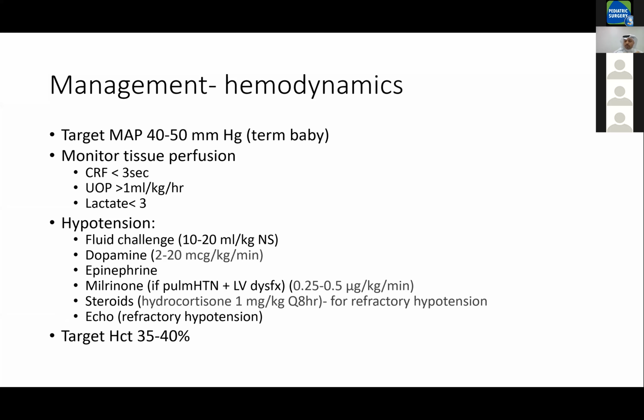Milrinone is a good drug that is used for a patient who has pulmonary hypertension and left ventricular dysfunction. That's a good drug that has inotropic effect, and it drops the pulmonary vascular resistance. Sometimes you need steroids. If you have somebody with refractory hypotension, probably related to adrenal suppression, so you give them steroids, sometimes they improve. And remember to use echo when you have refractory hypotension.